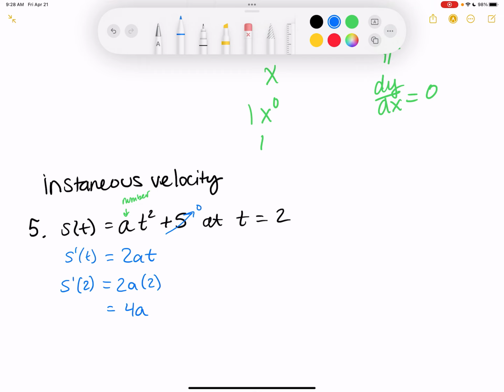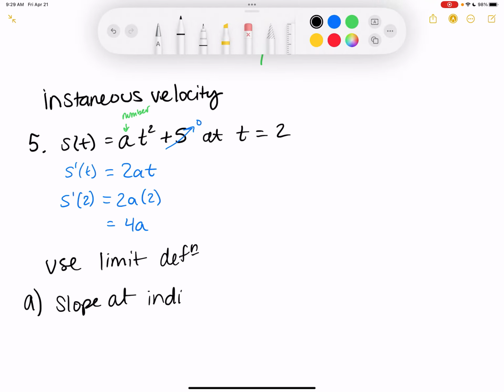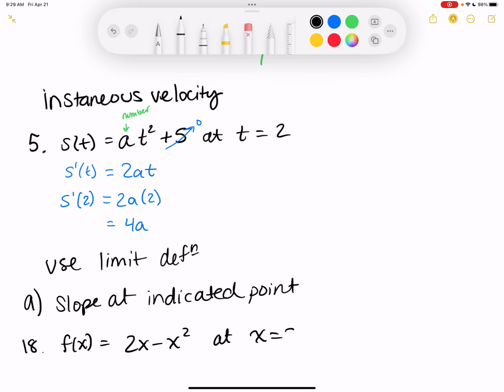This is why I emphasize point slope form so much, because it ends up getting used in derivatives all the time. So this is a use the limit definition. Just to label it. First we are finding the slope at the indicated point. So number 18, we have f of x is equal to 2x minus x squared, and it's going to be at x is equal to 2.